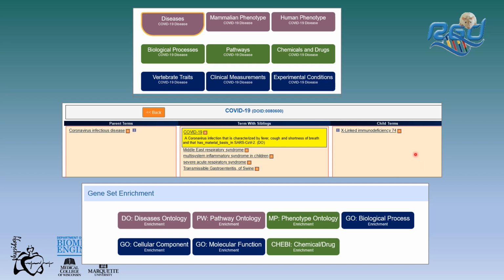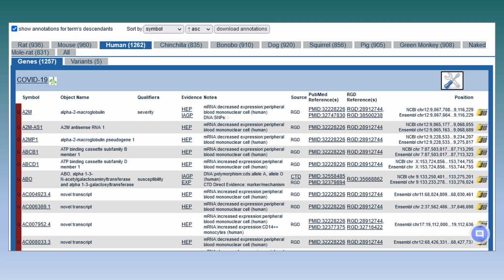And here I'm going to look at the orange icon. Click on this icon and it brings you to the annotation page. On the annotation page, there are options to choose human genes or other species. And on the top, you can download all the annotations, or you can send the disease genes into the tools at RGD.